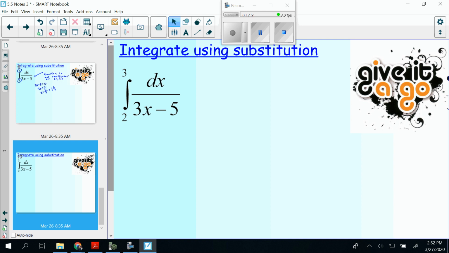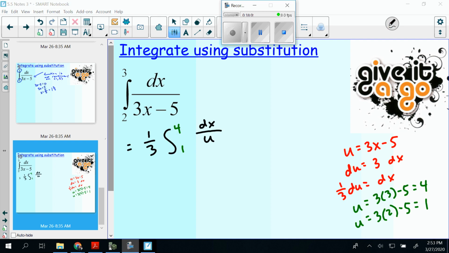So I want you to try this one out. See if you can solve this one using substitution here where we set it equal to the bottom. So pause the video again, try it out, see what you get. All right, let's see how far you got here.